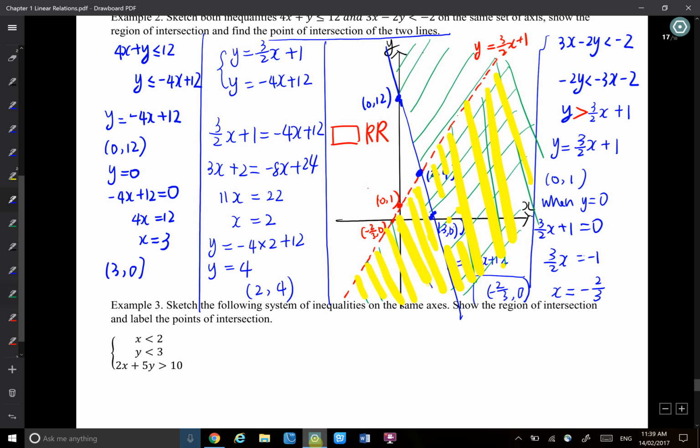I have 2 and 4 here, and this is y equals 3 over 2x plus 1. So a lot of things you need to label. For 2 inequalities, you need to label both x and y intercepts. You need to label the point of intersection. You need to draw the dashed line or solid line. That will be 1 mark for all of it. And also you need to label the equations for both lines, because I don't know whether the red one is the second one or the first one. So you need to write the equations beside the lines.